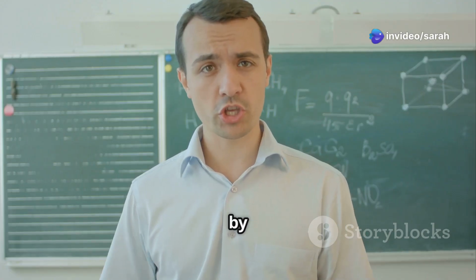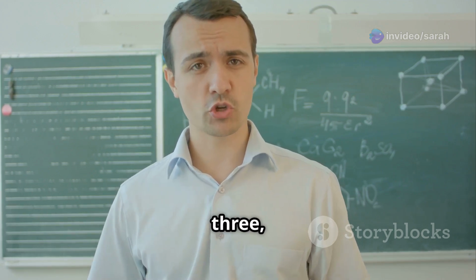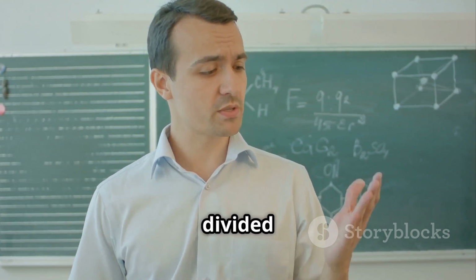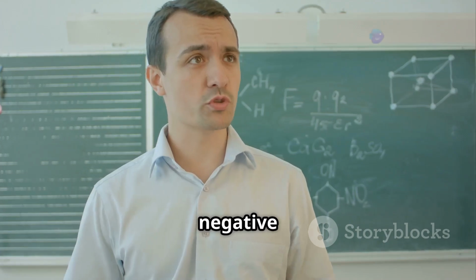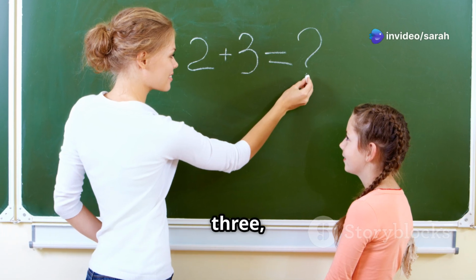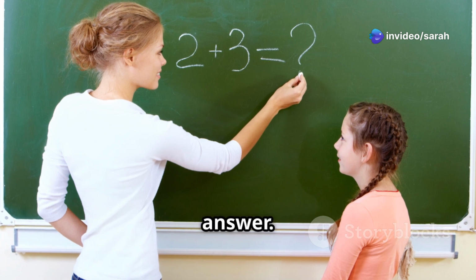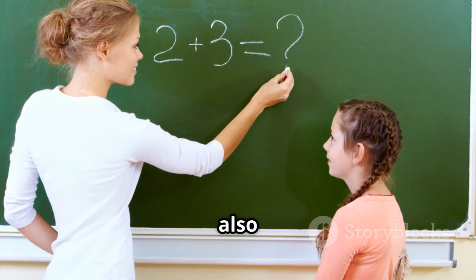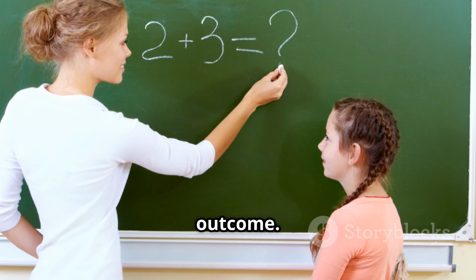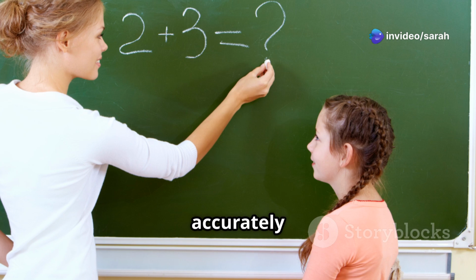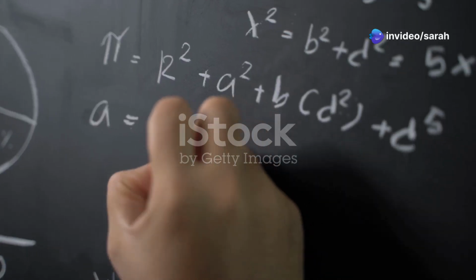+6 divided by -2 equals -3, different signs, negative answer. Here, the positive number divided by a negative number results in a negative outcome. -6 divided by +2 equals -3, different signs, negative answer. In this case, a negative number divided by a positive number also results in a negative outcome. Understanding these rules helps in solving integer division problems accurately and efficiently.